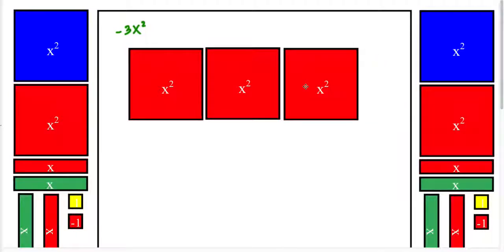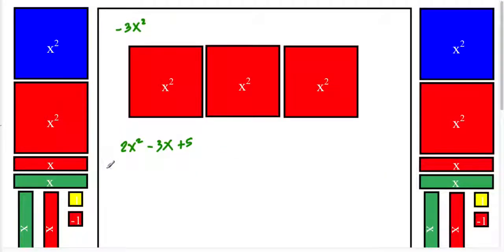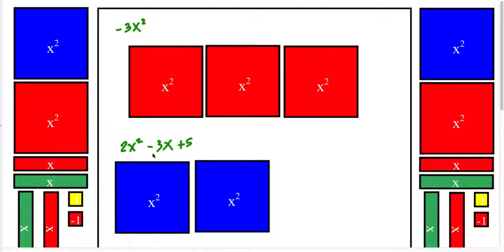If we do one more activity here, I'm getting this on page 513. Let's do 2x squared minus 3x plus 5. Since it's a positive 2x squared, we'll get 2 of the x squared tile. Minus 3x, that means 3 of the red x tile.